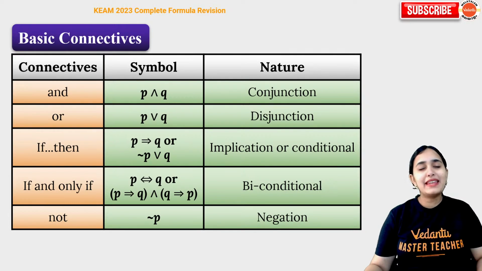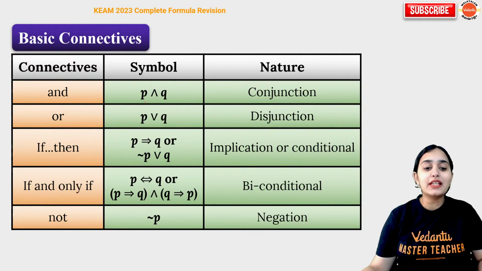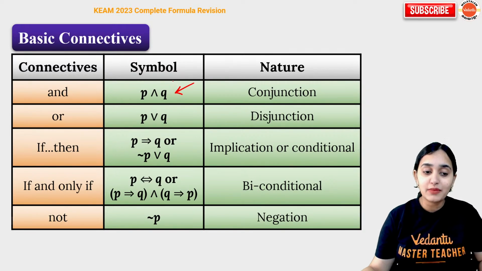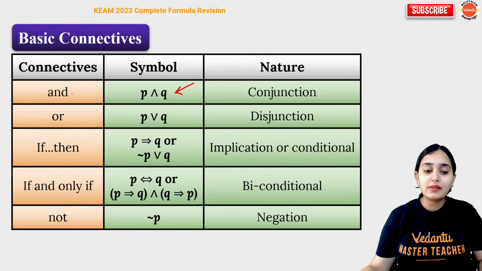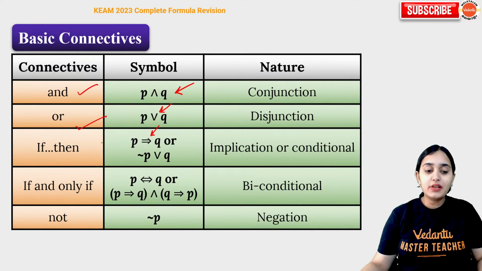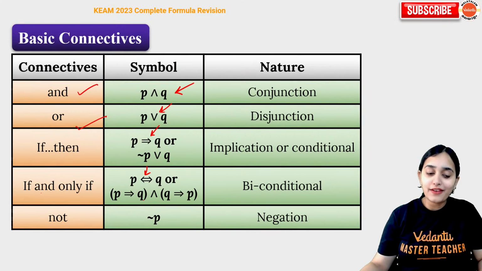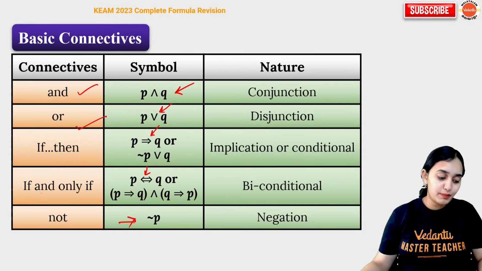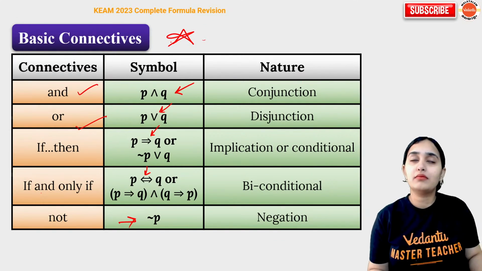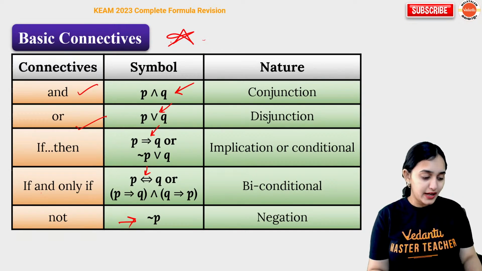Moving on. Basic connectives. Sometimes if the symbol is given, you should know what it means. This basic connective is basically "and", ∨ stands for "or", this symbol stands for "if then", this symbol stands for "if and only if", and this is "not P". I will say this is important, may be asked in the KEAM exam.